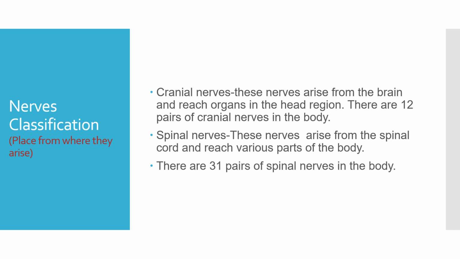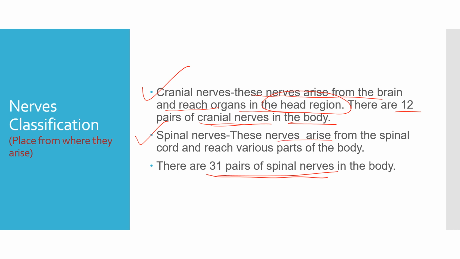Now here we are dividing the nerves based on the place from where they arise. These nerves are also of two kinds. The first one is the cranial nerve and the second one is the spinal nerve. Cranial nerves arise from the brain and reach the organs of the head region only. There are 12 pairs of cranial nerves in the body. In higher classes, 11th and 12th, you will be studying the names of each and every cranial nerve. So there are 12 pairs of cranial nerves and 31 pairs of spinal nerves.